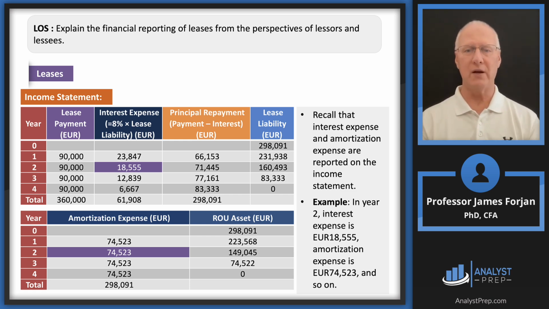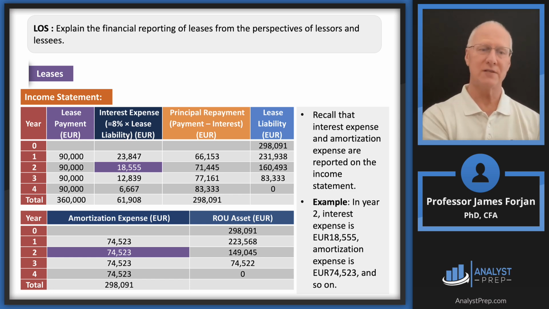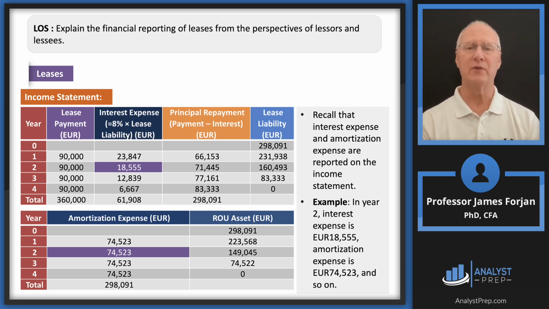So put the $298,091. You have that from the previous calculation, right? Multiply that by the 0.08 and you'll get the 23,847. Hit your plus minus button on your calculator, then add the 90,000 and you'll get the 66,153. So 23 and 66, that has to sum to 90. That should make perfect sense.